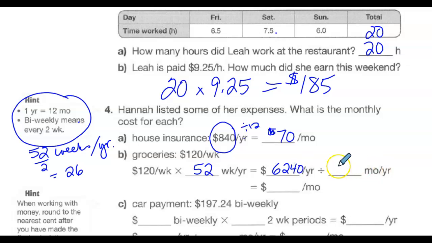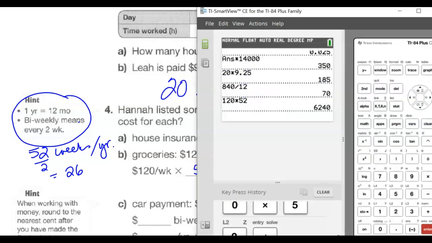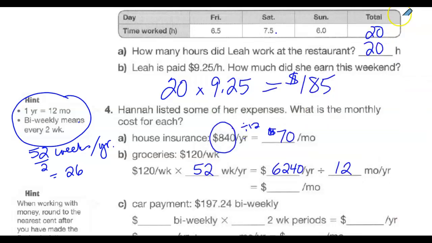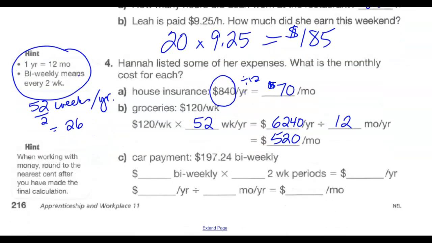Now to get monthly, we divide that by 12. As I mentioned, there aren't exactly 4 weeks in a month. So this will be more accurate. So we've got that in our calculator, divide by 12, and that's 520. Just in terms of budgeting and that kind of thing. Car payment is $197.24 bi-weekly, so every 2 weeks.